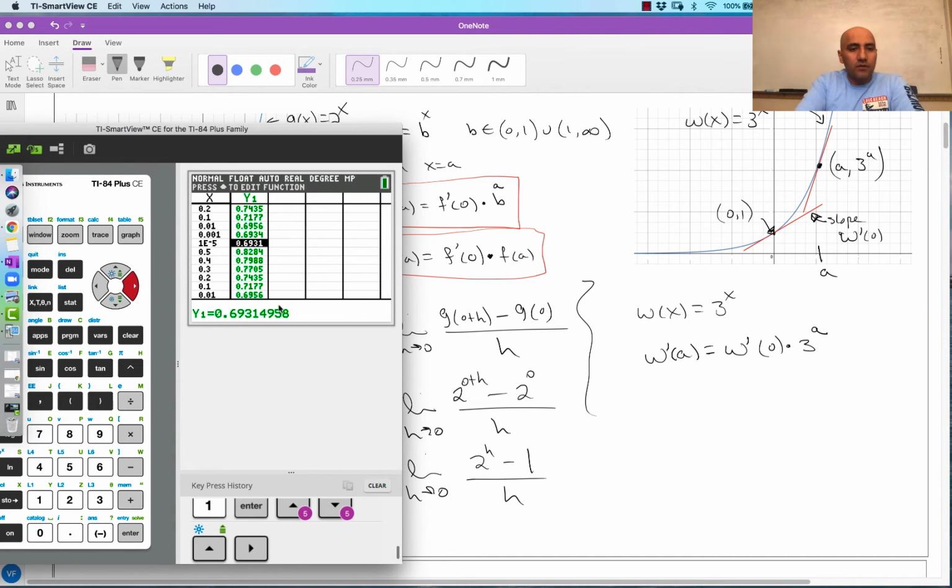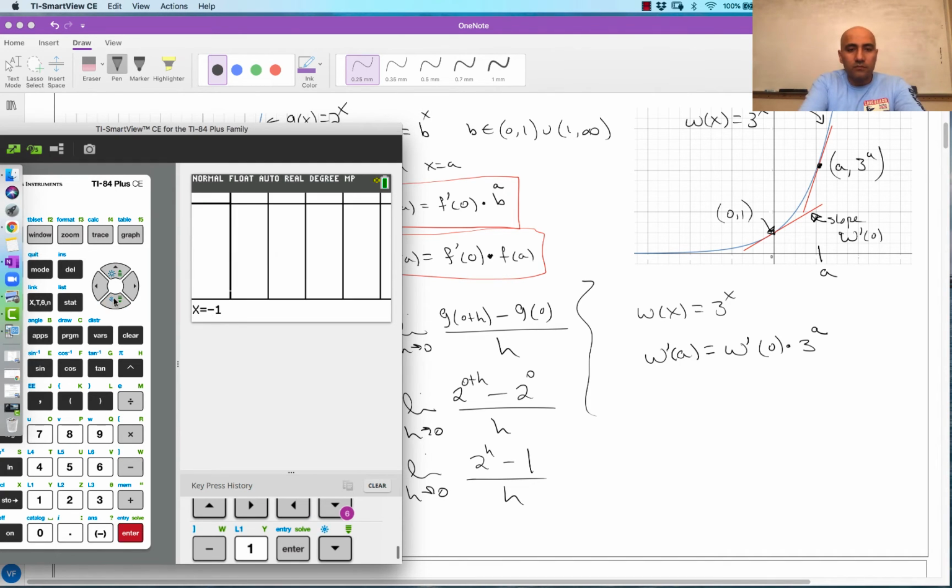Let's see what happens from the other direction. Does it make a difference? So let me change some of these values. How about if I start down here at -1? Clear. -1. Okay. -0.5. Okay. How about -0.2? About -0.01? About -0.001? About -0.000001?